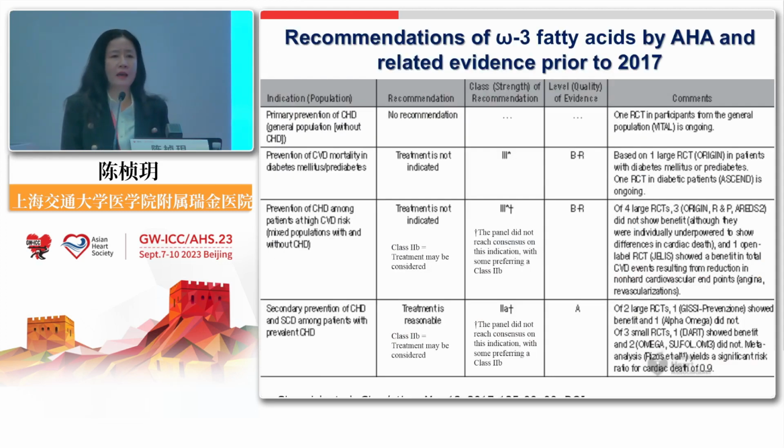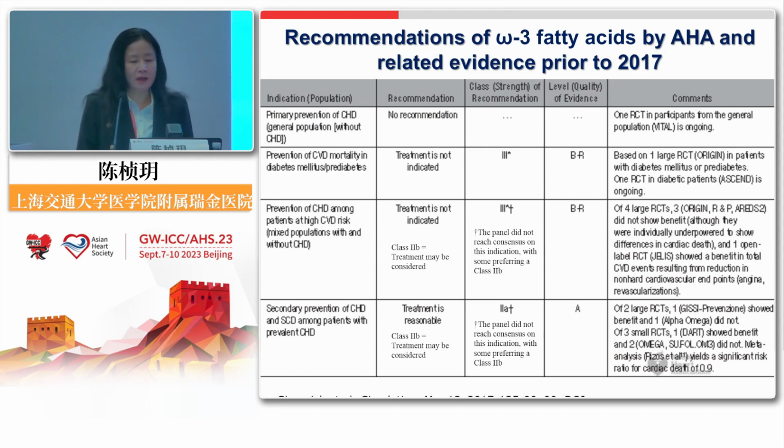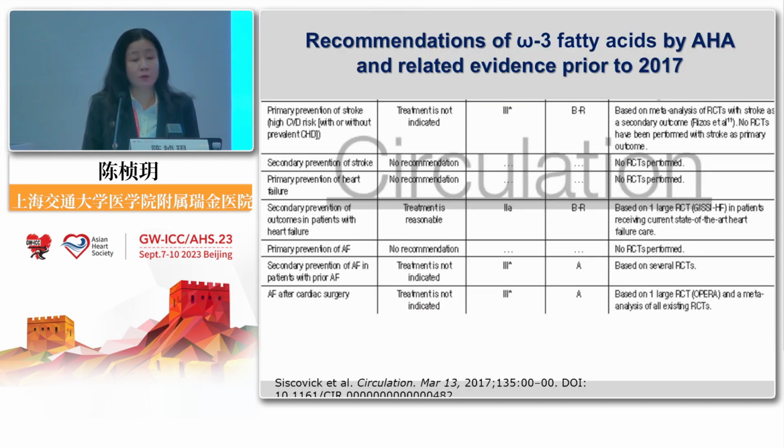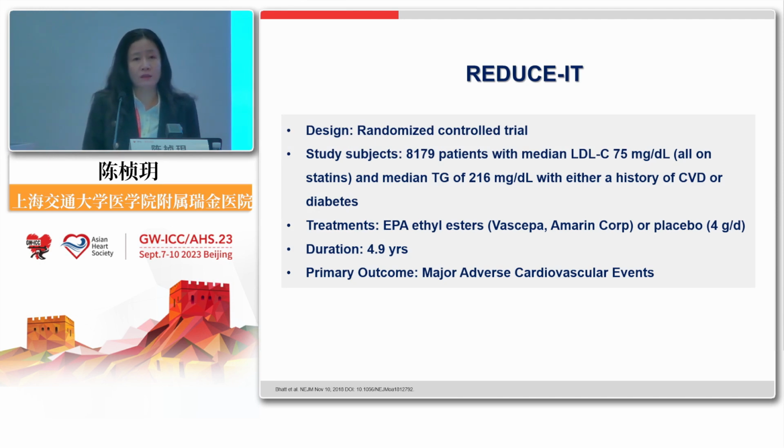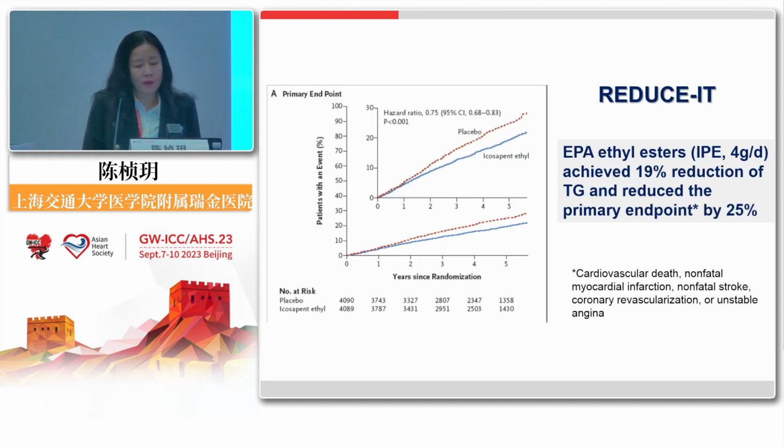How about omega-3 fatty acids? Before 2017, the recommendation for omega-3 fatty acids was not that high, as we can see from guidelines and statements, until the REDUCE-IT study was published. This study included patients with 70% secondary prevention and 30% primary prevention with higher TG levels, and finally got positive and surprising results. EPA achieved a 19% reduction of TG and reduced the primary endpoint by 25%.